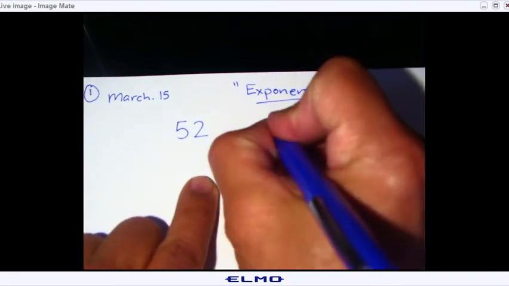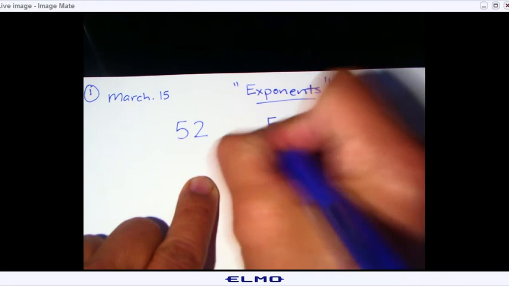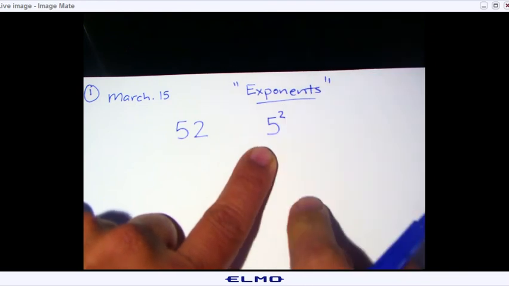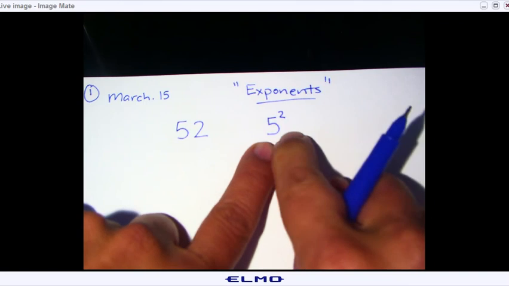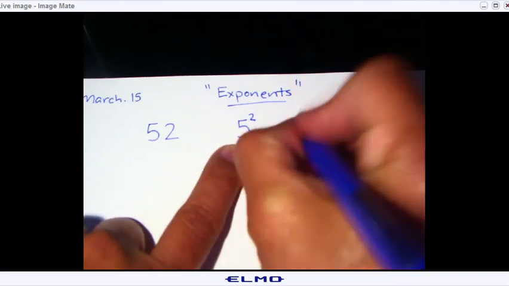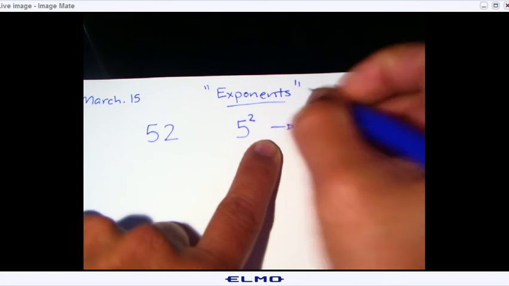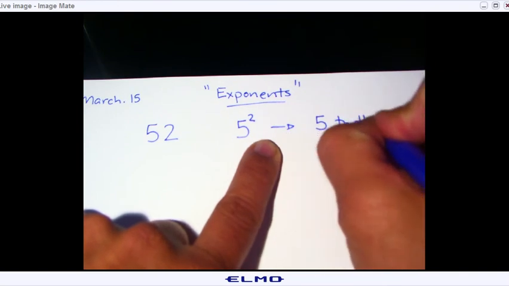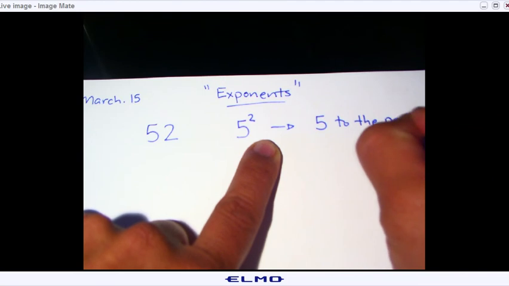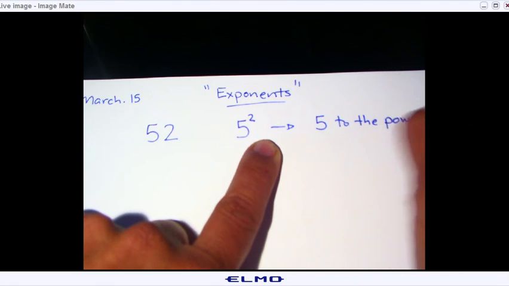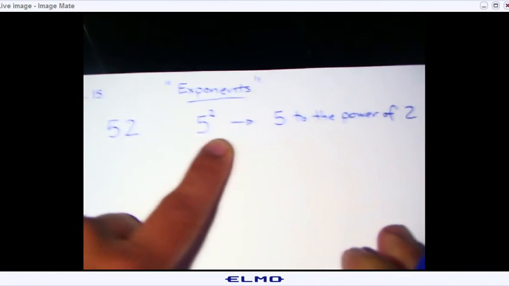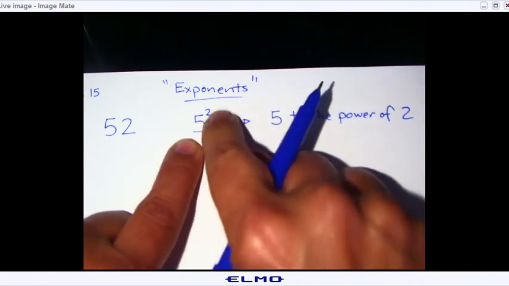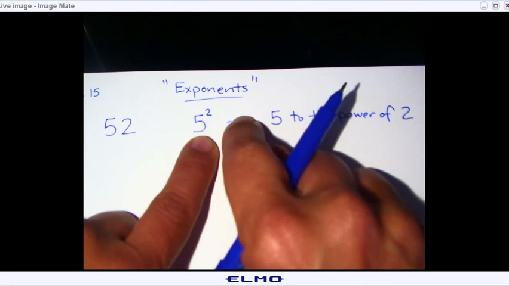Now, how do you write an exponent? The 2 has to be right there, that little 2. Now the way you say this is 5 to the power of 2. It's not 5 times 2. A lot of kids like to do that. They say, oh, that's 5 times 2. Nope, it's 5 to the power of 2.